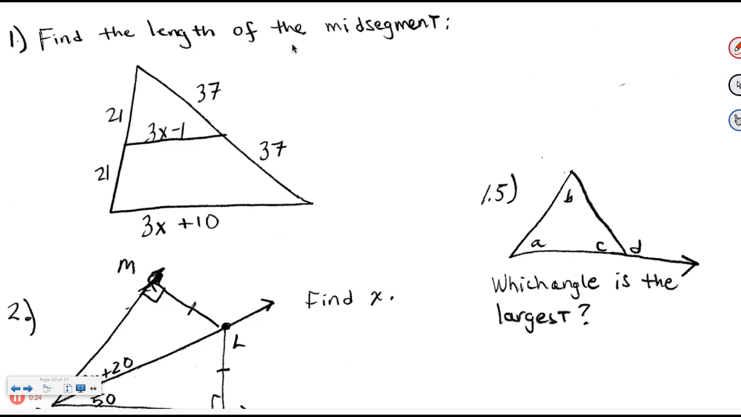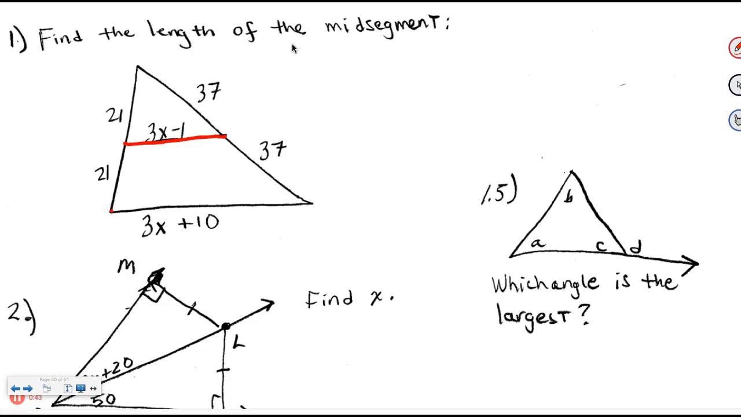So first thing, make sure your note card's out. Without that, it tends to be twice as hard, so make sure that note card is sitting on your desk, and we'll reference it as we go through. So on number 1, we're looking for the length of the mid-segment. That's this one. So you'd go to your note card, and you see what it says about the mid-segment.